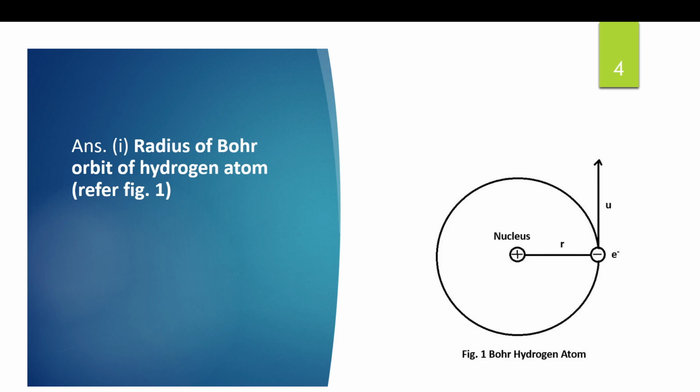Let us proceed. The first part, radius of Bohr orbit of hydrogen atom. Refer to figure 1 drawn over here. The circular orbit. At the center there is nucleus. Electron is orbiting. The radius of the orbit is r. Tangential velocity is u.